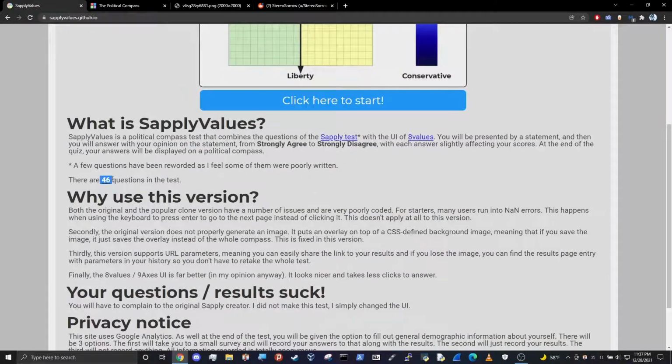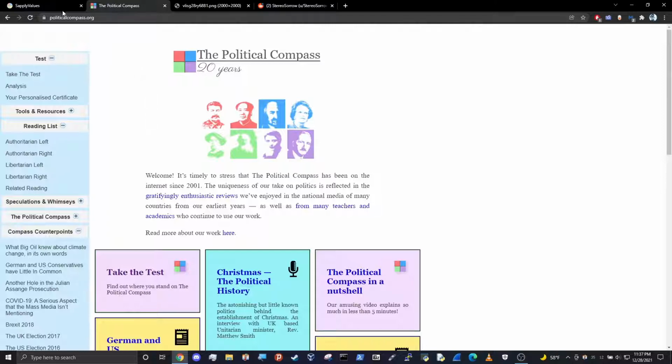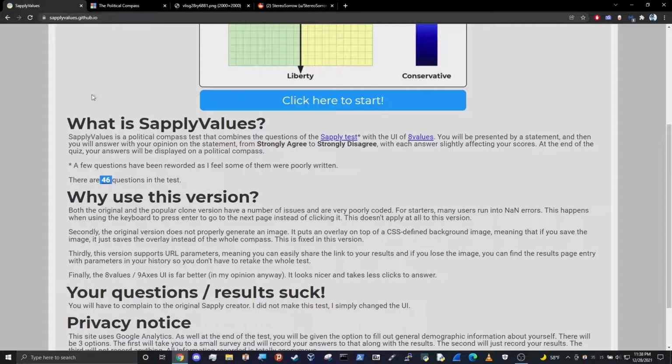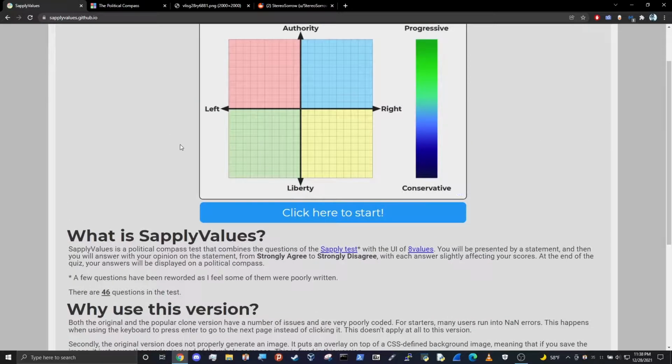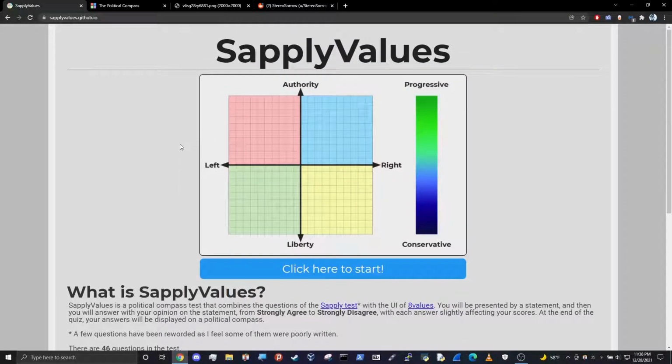So there's 46 questions, just like the normal political compass test, the original one. Some of the questions were rewritten a little bit, and I think a couple were swapped out, but the majority of questions still stay the same, but it should give a better result.